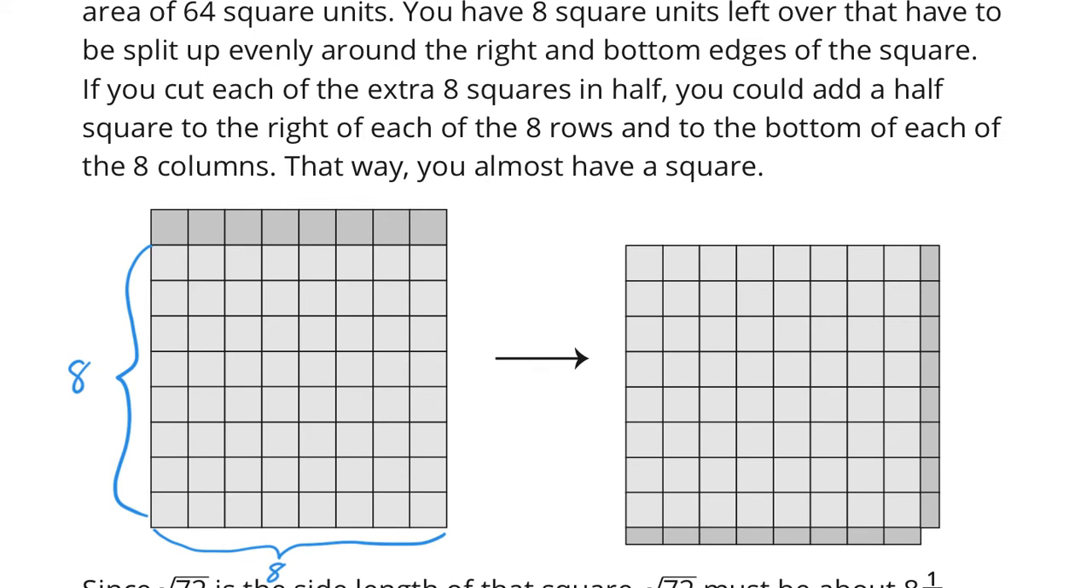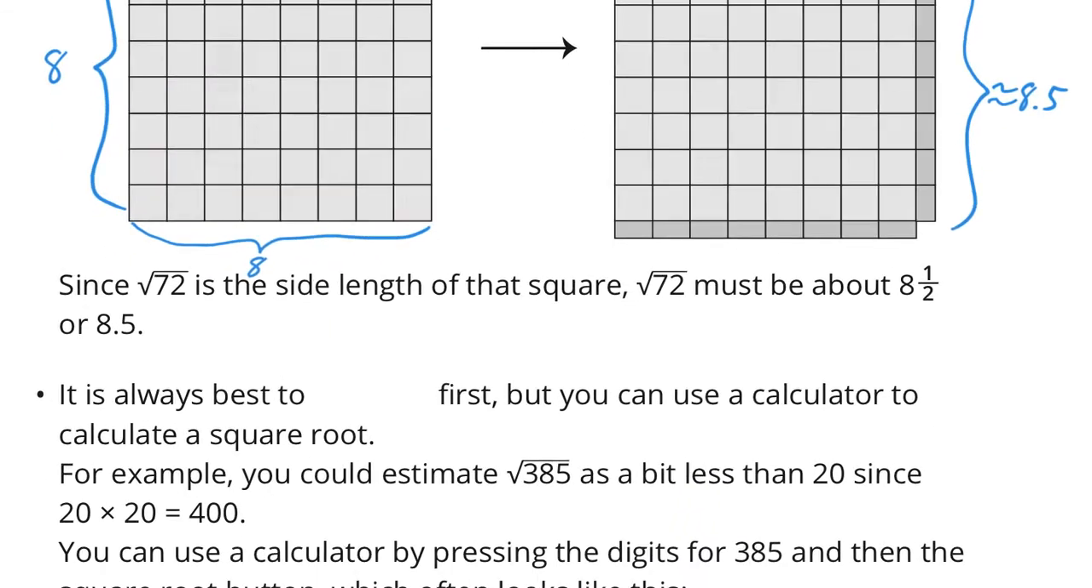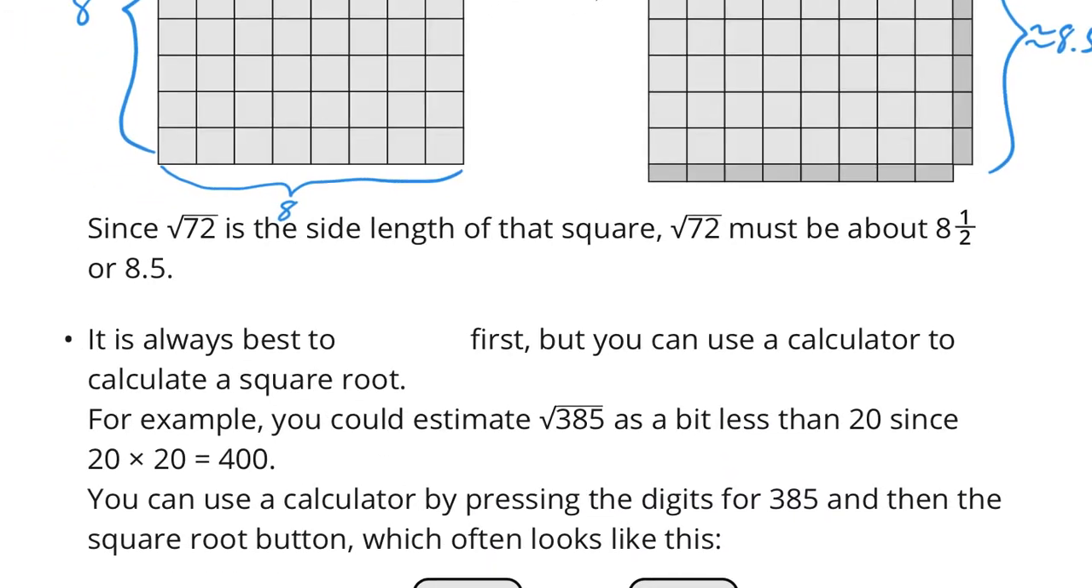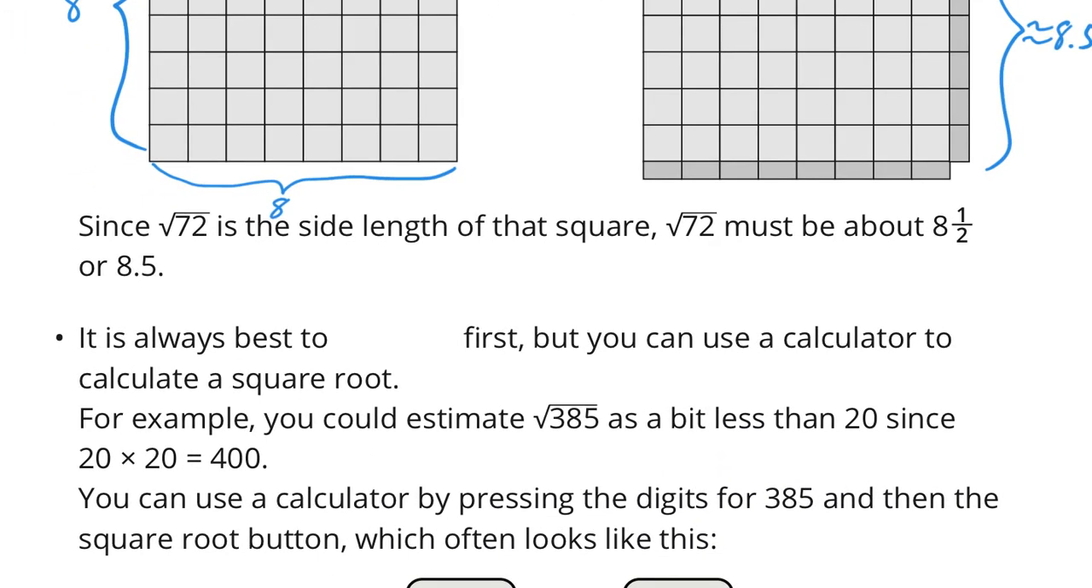Now we can say that we almost have a square, right? And we can say that this is about 8.5, and the side length here is about 8.5 units. So since root of 72 is the side length of that square, the root of 72 must be about 8.5.